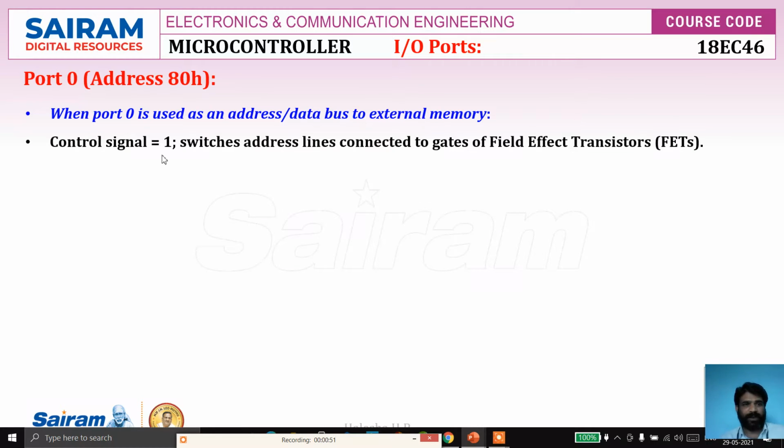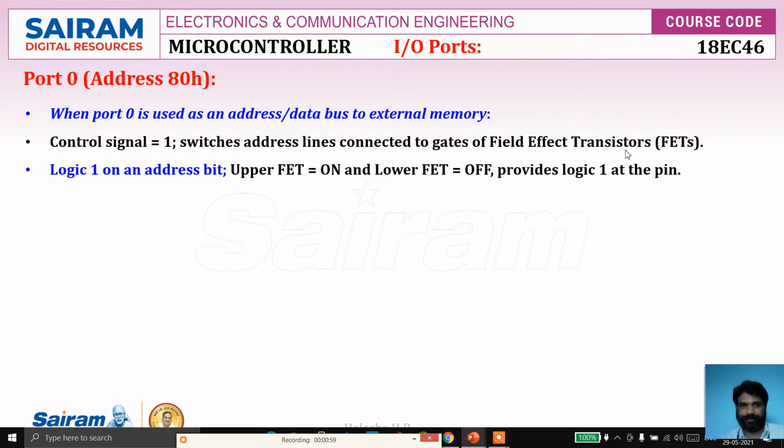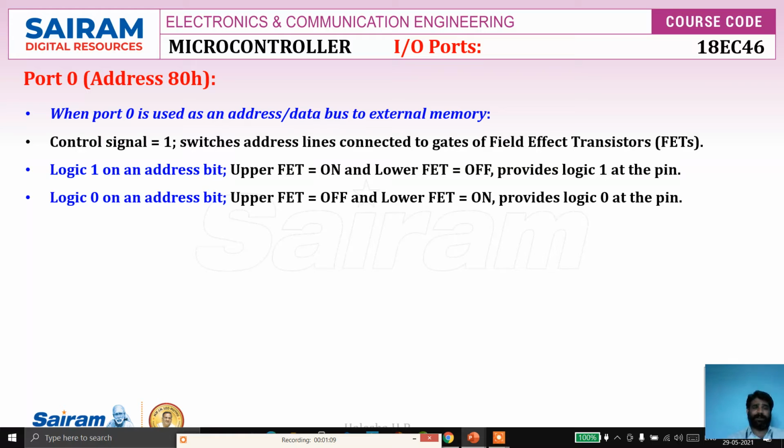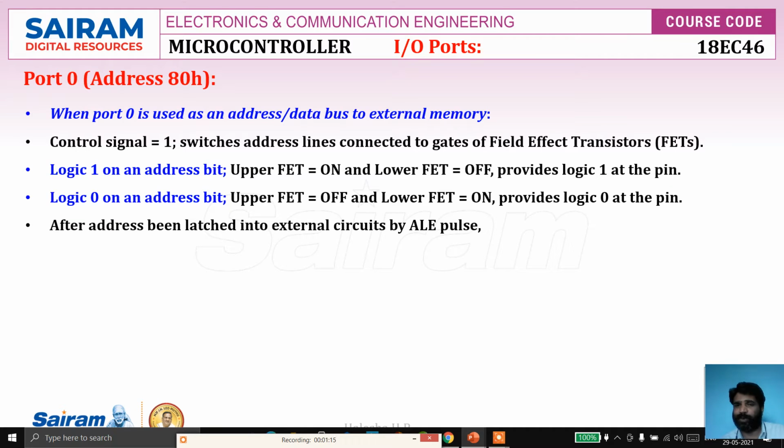As you know, control signal 1 means just address lines connected to the gate pin of the lower FET. That means if the address pin is logic 1 on the address bit, upper FET is on, lower FET is off, and it provides logic 1 to the pin. And if there is a logic 0 on the address bit, upper FET is off, lower FET is on and provides logic 0 to the pin.